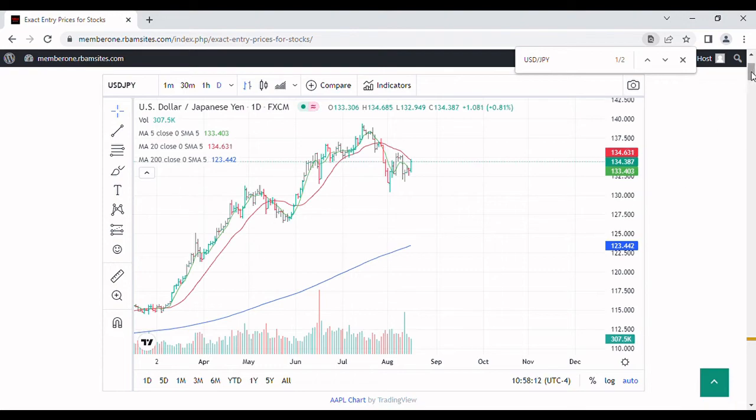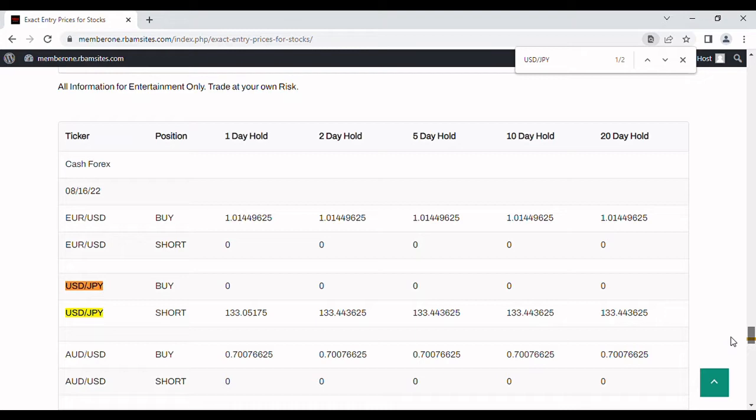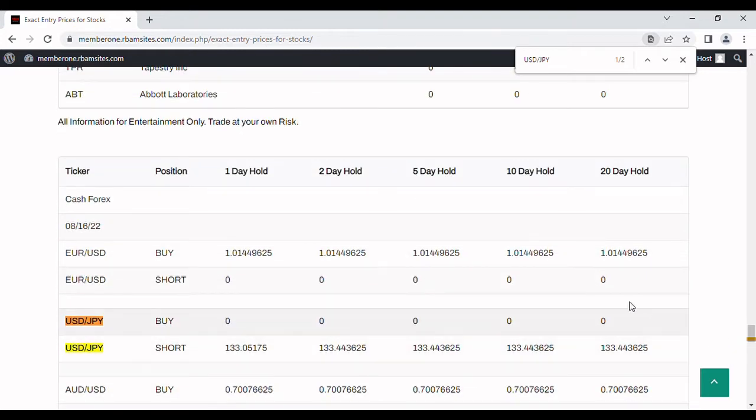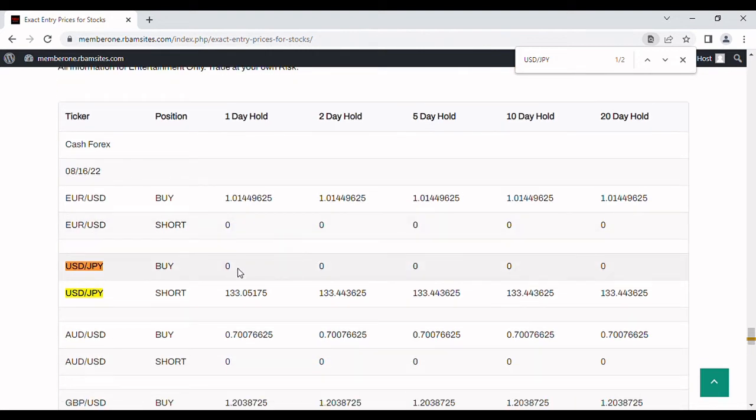Let's scroll down here and see what RBAM Research says about it. These are algorithmically generated prices that RBAM Research puts out every day. And we see here these are cash forex, not futures, but cash forex. We can see the USDJPY has a buy and a short, and today it's listing a short position. Each day it'll list either a buy or a short. Today for a 1 day hold, it's saying to short at 133.05.